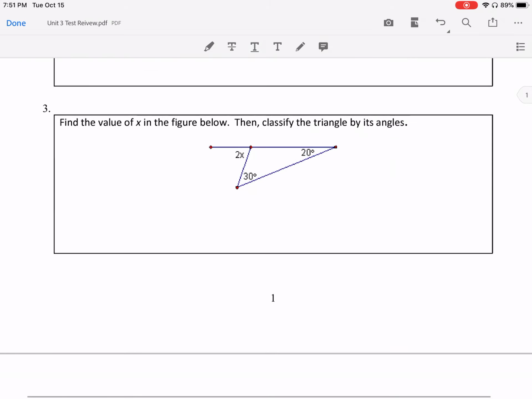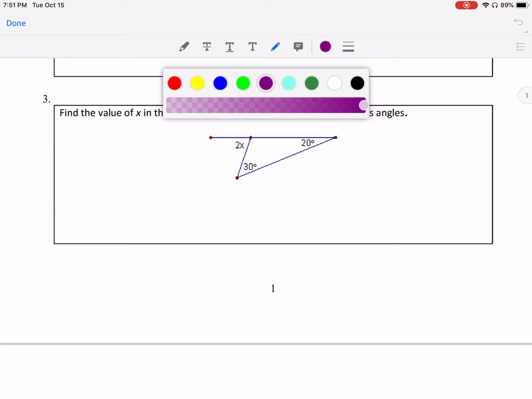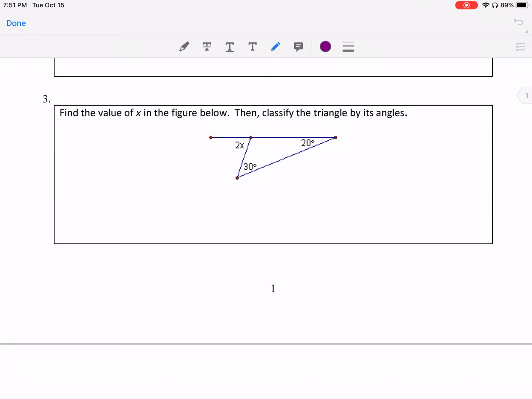Alrighty, going to number 3. This right here is exterior angles theorem. You do need to know this. It's not just solving for this angle and figuring out that they add to 180. You need to remember that the sum of the remote interior angles, so this 20 and 30, if I add those together, I'm going to get the same thing as this exterior angle. So the sum of the remote interior angles is equal to the exterior angle. So I know 30 plus 20 is equal to 2x. 50 is equal to 2x. So x had to be 25.